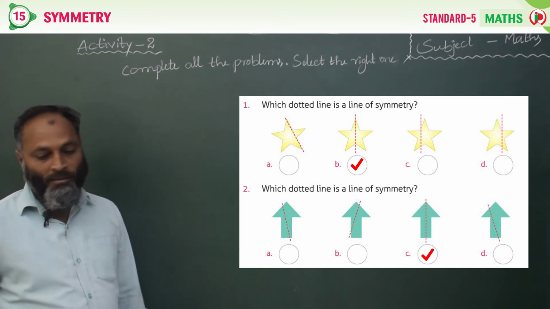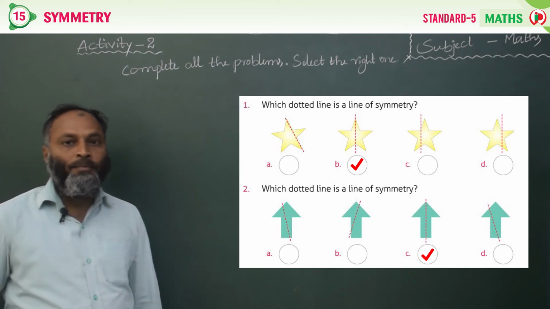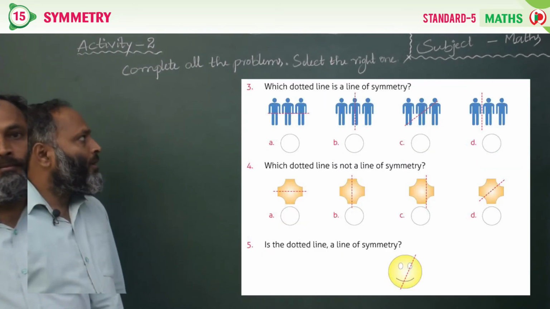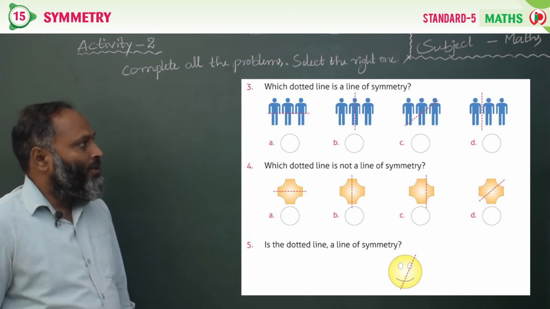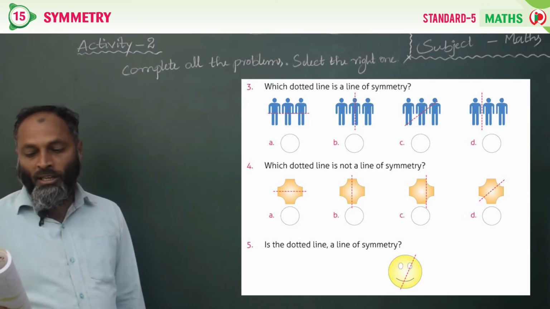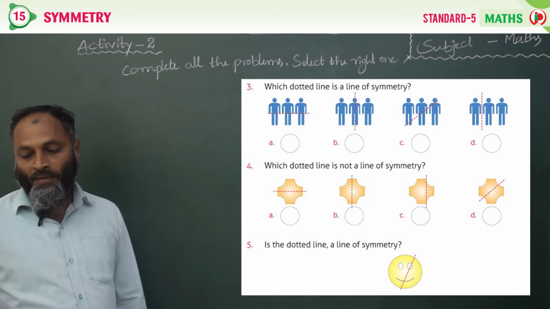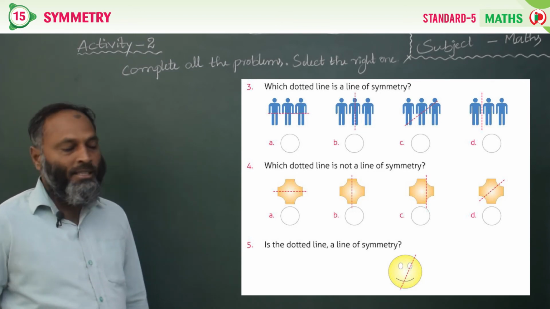The next one. Students, the third question, see in the third question. What is given? In your question, which dotted line is a line of symmetry?